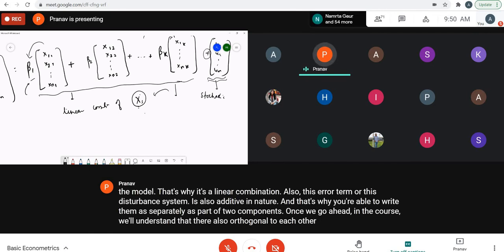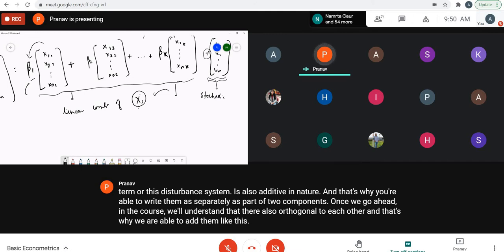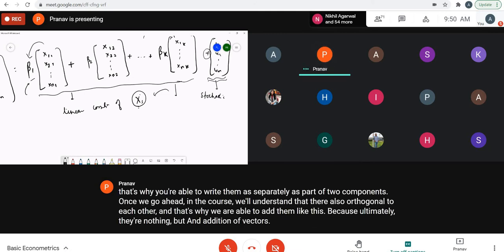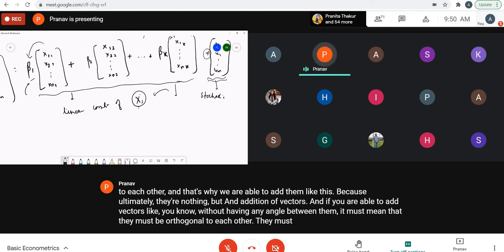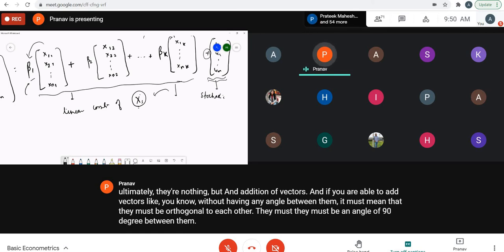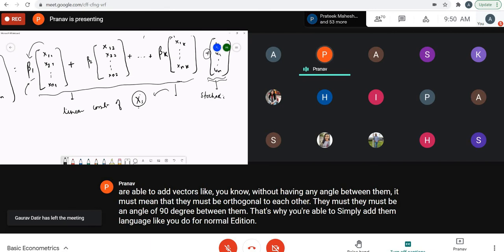And that's why we are able to add them like this, because ultimately they are nothing but an addition of vectors. And if you are able to add vectors without having any angle between them, it must mean that they must be orthogonal to each other. There must be an angle of 90 degrees between them. That's why you are able to simply add them like you do for normal addition, which we'll discuss once we go ahead.